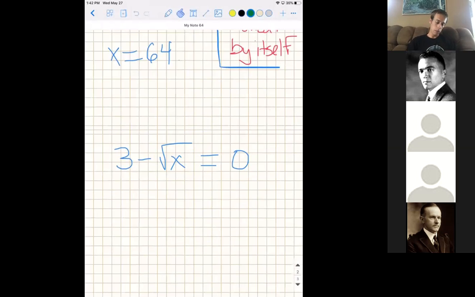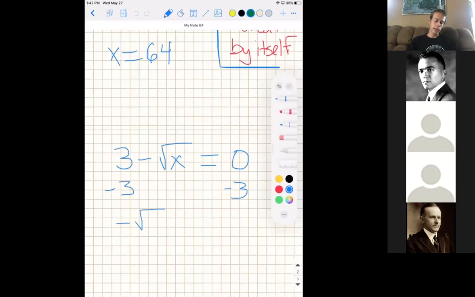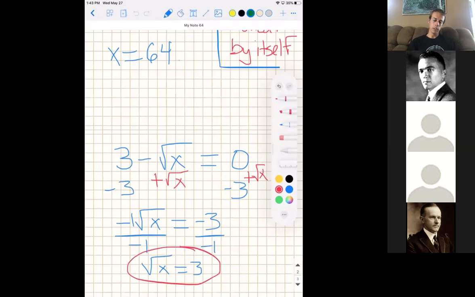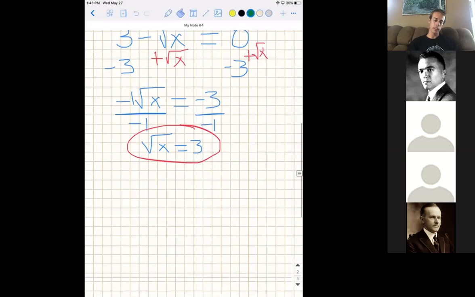Somebody tell me, what would the first step be? Subtract 3. Okay, we can do that. Bella wants to subtract 3, and that will work. So now we have the negative square root of x equals negative 3. Divide off the negative. If we divide off the negative, you could have had the square root of x equals 3. Some of you might have looked at this at the very beginning and said, instead of subtracting 3, I want to add the square root of x to both sides. And that's completely valid. We get exactly to where we are right here. So both methods work in that case.